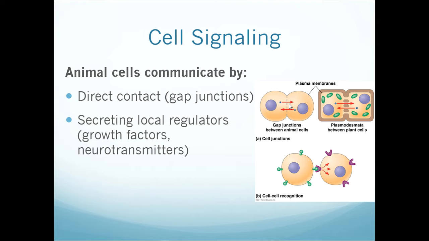And then there can also be the secretion of local regulators. So these are things that regulate something in the cell or in a different cell that the cell will release, or the body may release, and then that'll interact with those cells. Okay. And then we can also communicate long distances between cells using hormones.